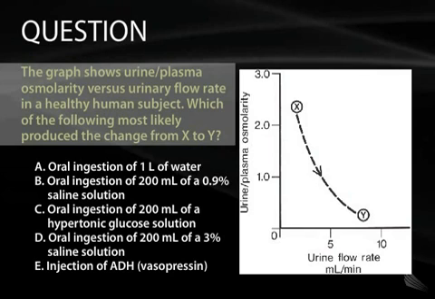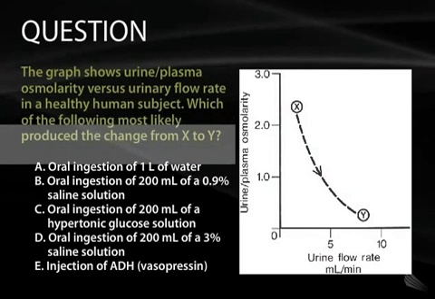Ingesting 0.9% saline, which is option B, is also unlikely to be the right answer because 0.9% saline is isotonic. So it shouldn't really change the urine or the plasma osms that dramatically, where you're going from a very high urine over plasma ratio to a low urine over plasma ratio. So it's unlikely to be the answer in this situation.